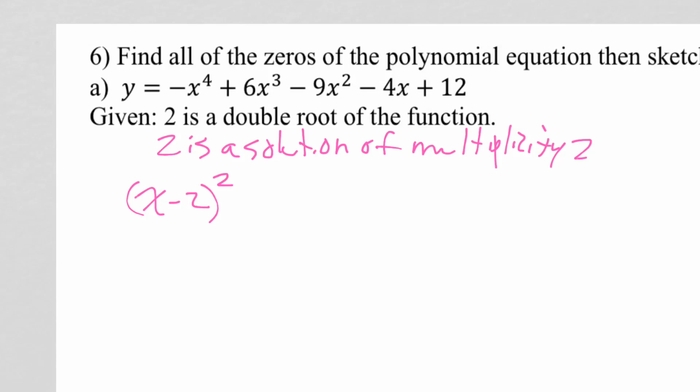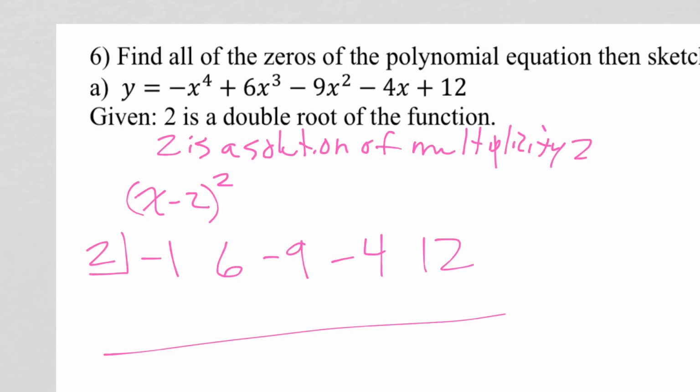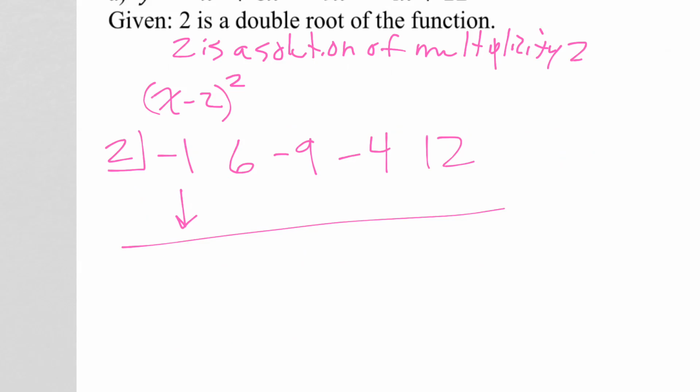And so I like to do synthetic division, which means we will be dividing by the solution to x minus 2, which is 2. And we list our coefficients: negative 1 x to the fourth, 6x cubed, negative 9x squared, negative 4x, and positive 12. The very first step in synthetic division is to pull down that first coefficient, that negative 1. And now we multiply. 2 times negative 1 is negative 2. And now we add. 6 plus negative 2 is 4. And now we multiply again. We're always multiplying by that. So 2 times 4 is 8.